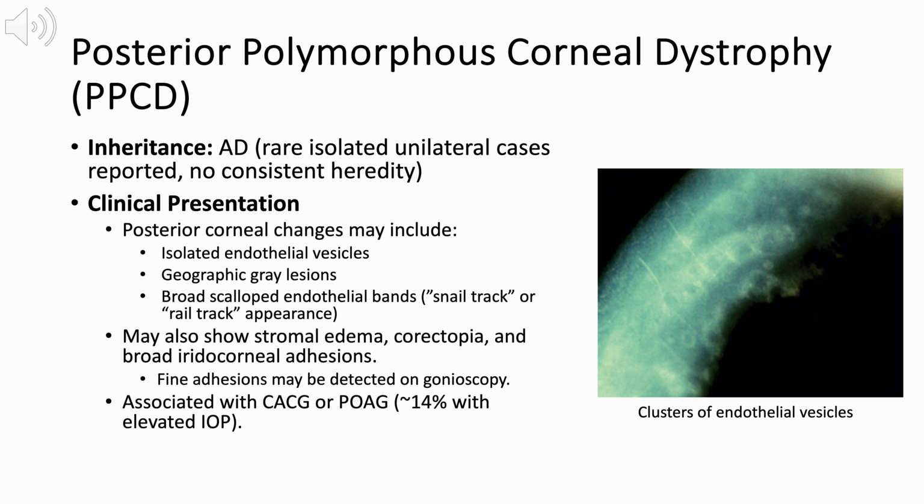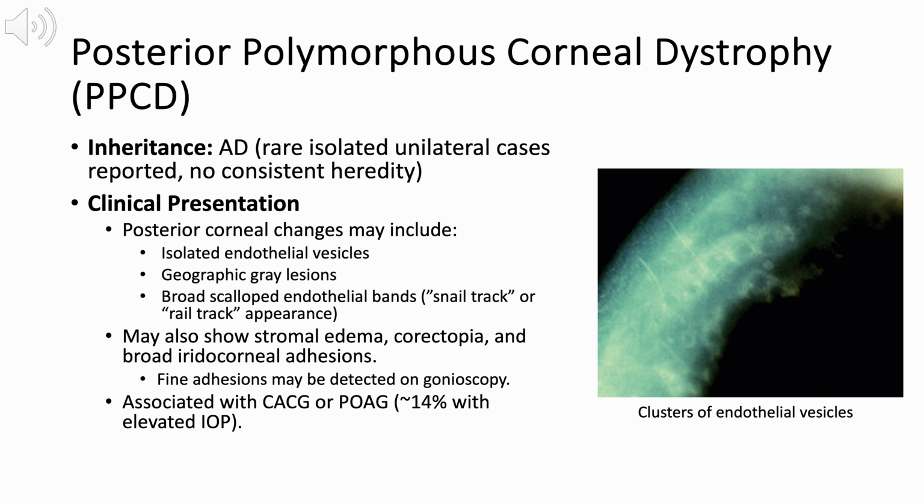These can include isolated endothelial vesicles, geographic gray lesions, and broad scalloped endothelial bands. Some patients may also demonstrate stromal edema, corectopia, or broad iridocorneal adhesions, which can occasionally be detected as fine adhesions on gonioscopy. Importantly, PPCD is not just limited to structural changes of the cornea.